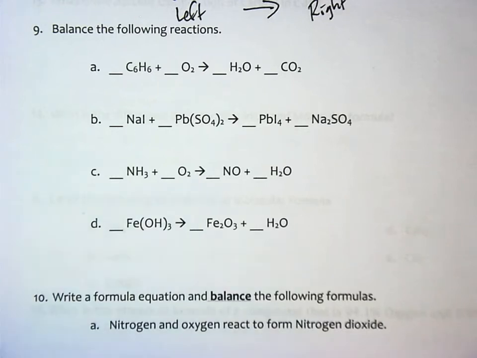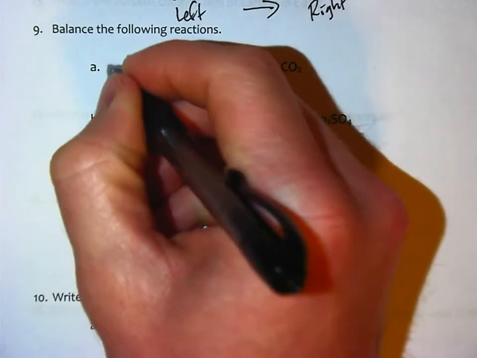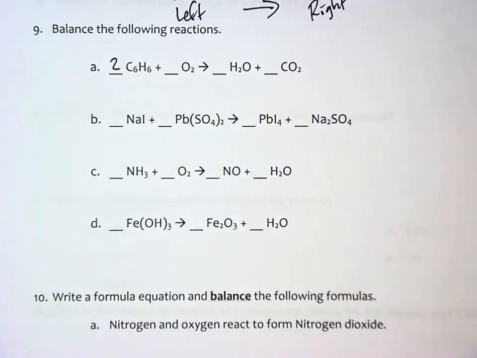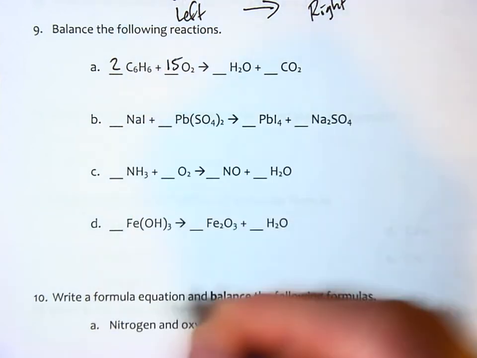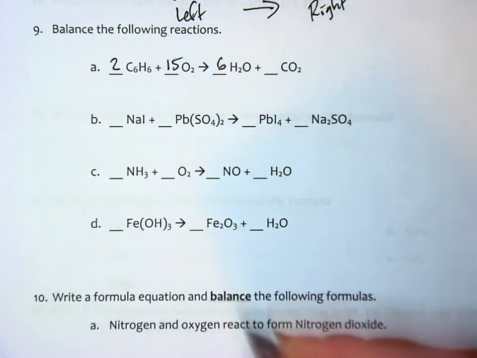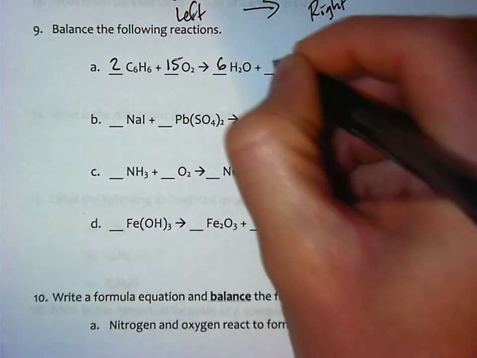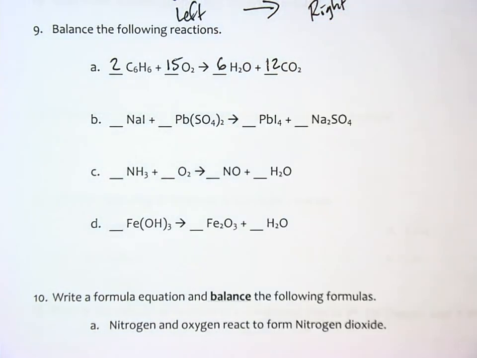Here with balancing equations, the first one's a little bit more time consuming, so to save some time, I'll give you those. This one will have a coefficient of 2, this one will have 15, coefficient of 6, and 12.